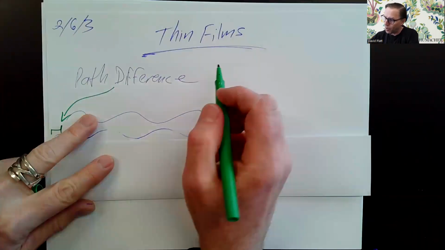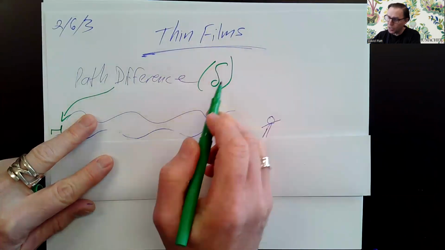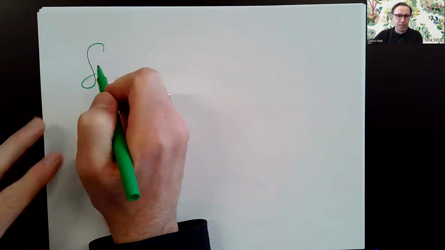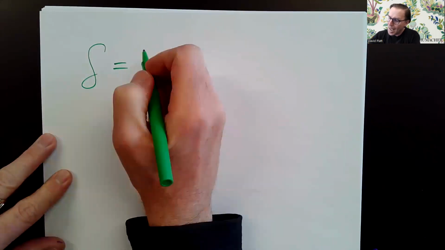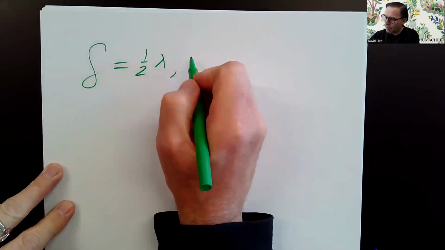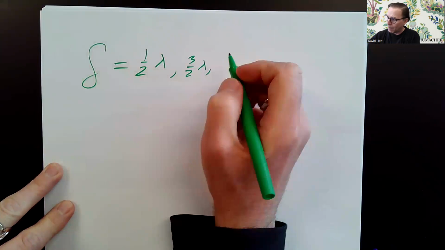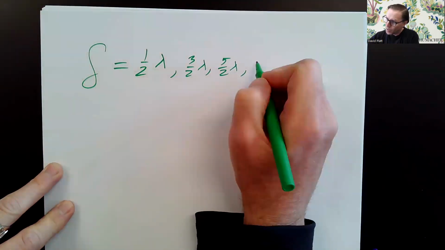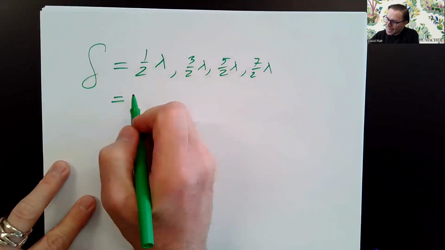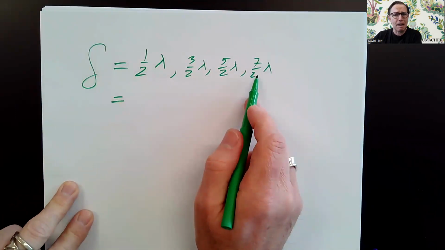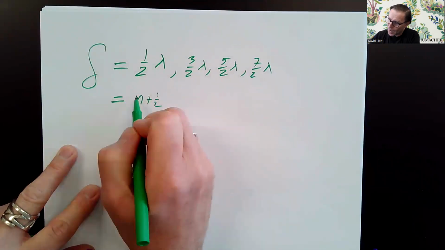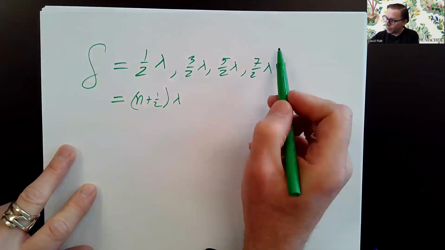And so path difference is very important. We use the Greek letter delta, which is like a lowercase d, to represent the path difference. And if the path difference delta is equal to a half of a wavelength, or 1.5 wavelengths, 1.5 is 3/2, or 2.5 wavelengths, that's 5/2, or 3.5 wavelengths, that's 7/2. If it's equal to any, boy, how could I say that? Right, any integer plus 1/2 number of wavelengths.